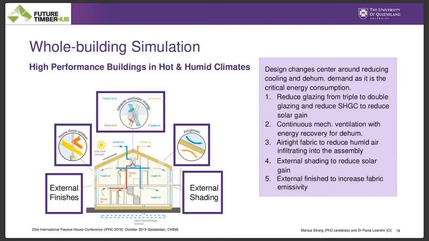The other two that aren't so applicable to cold climates are external shading and external finishings. That's to increase the emissivity and reduce the absorptivity of the solar radiation on the fabric.